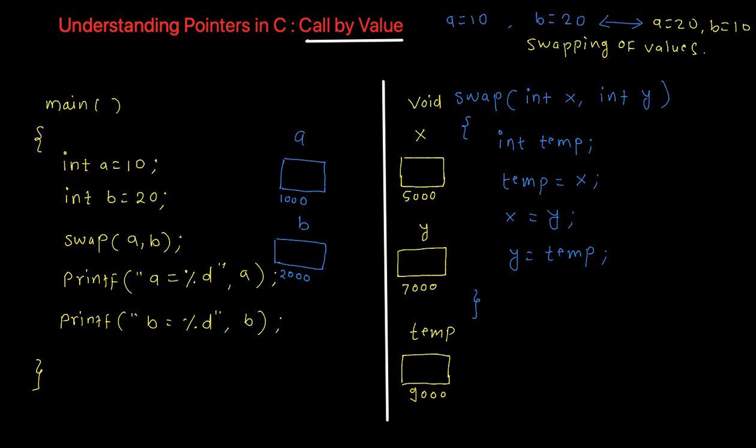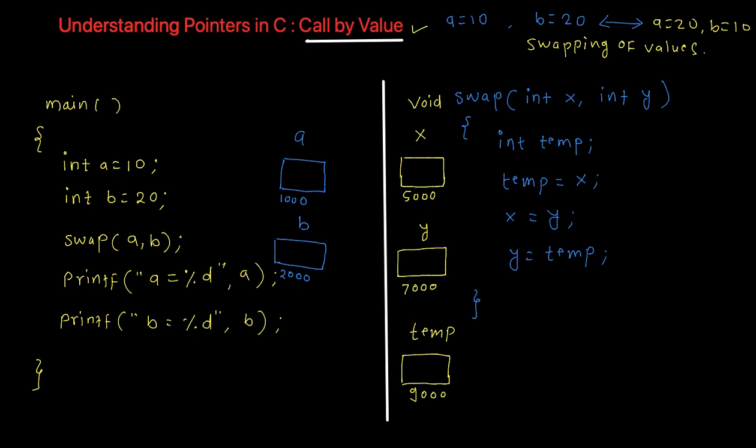In this video, we are going to discuss a concept called call by value, calling a function by value. In C programming, one function calls another function. While calling, the function passes some arguments, some parameters. So let us discuss this concept, call by value.